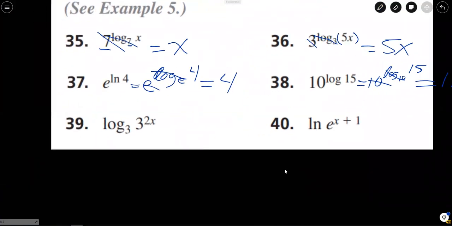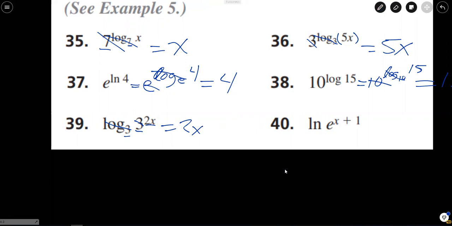All right. These last two are not going to be too bad. This is going the other direction. I'm starting with the logarithm and I've got an exponent inside the logarithm. So this is log base 3 of 3 to the 2x power. Same idea holds again. Log base 3 and the base of 3 go away and I'm left with 2x.